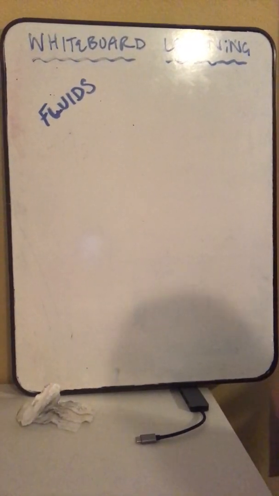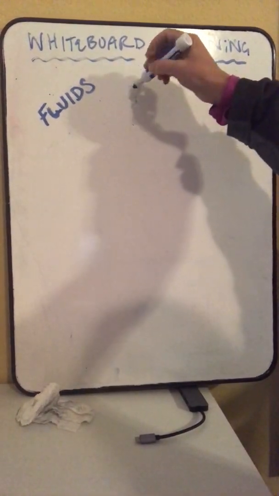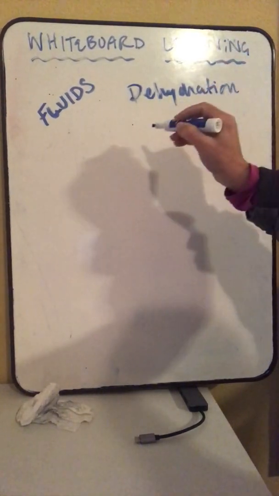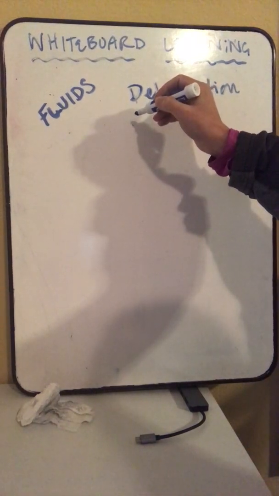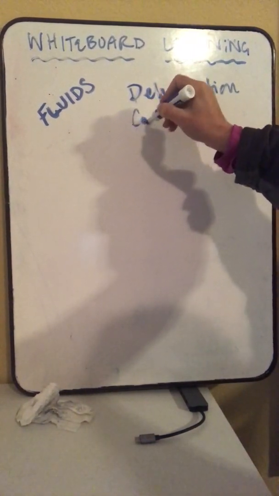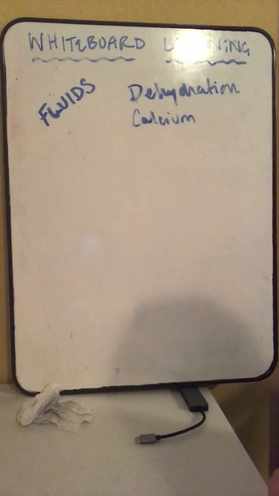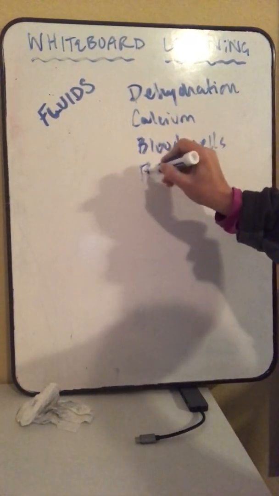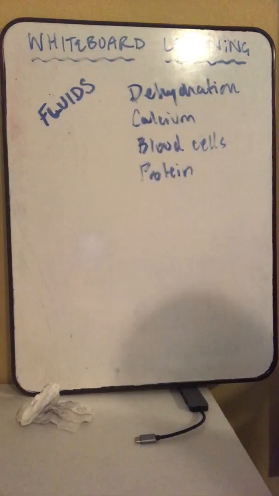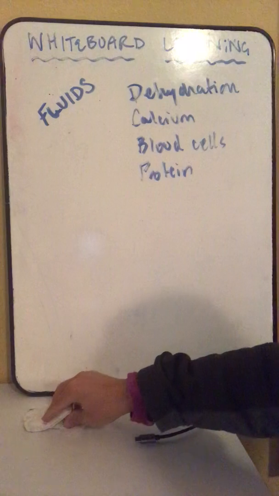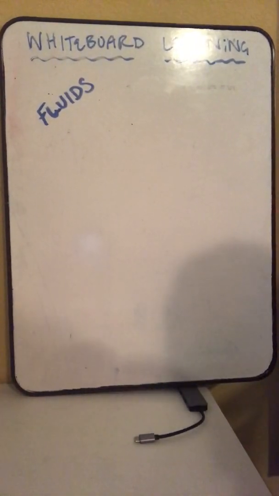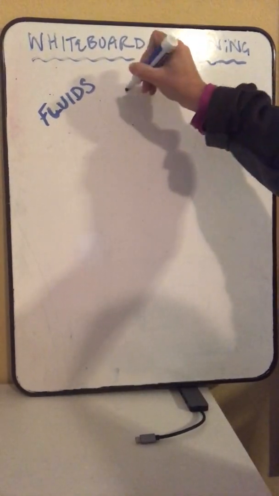So let's say you got dehydrated. You would want to replace whatever you lost in dehydration with a fluid. Let's say you had a toxin that messed up all your calcium. You might want a fluid that had calcium. If you lost blood cells, you would want a fluid that included blood cells or proteins. So fluid therapy is basically a prescription to replace something that you are missing, whether it be water, electrolytes, cells, or anything like that.